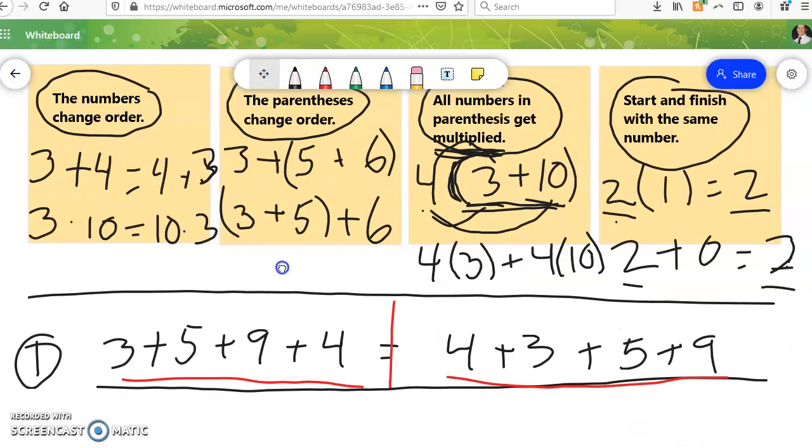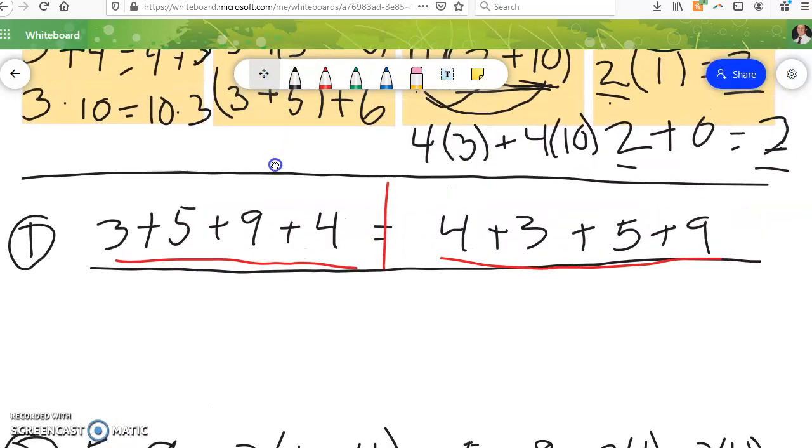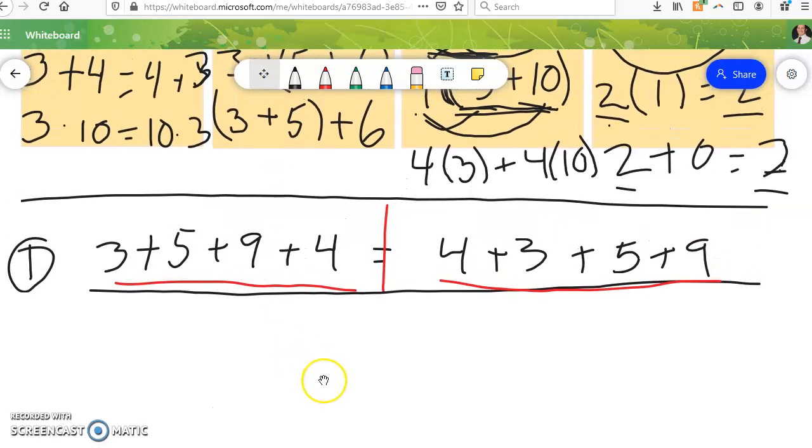If you want to pause the video for a second so that you can try and figure it out on your own, go ahead and do that. But I'm going to go ahead and go over the answer here. So what I notice when I'm comparing this side with this side is that the 4 was the last number, and now it's the first number. So everything else is the same.